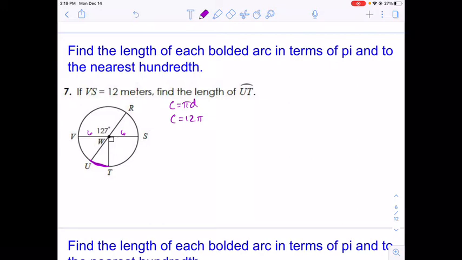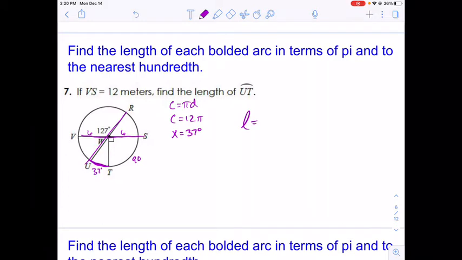Now, if this is diameter, this is diameter here, that means the vertical angles, which means this whole arc from U to S would be 127. And if this part is 90, then we would subtract from 127, which would give us 37 degrees. Let's see if I did my math correctly in my head. Yes, I did. So 37 degrees is what we're looking for. So X is going to be 37 in this case here.